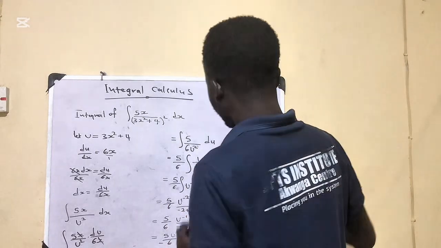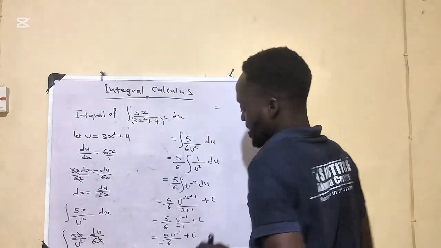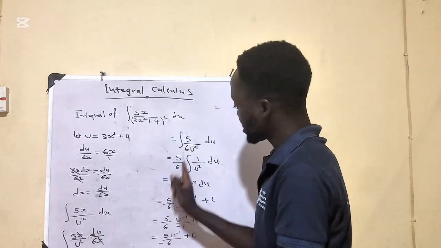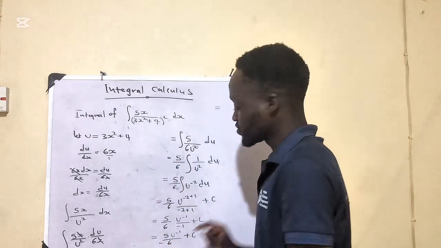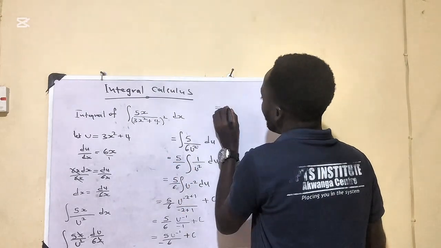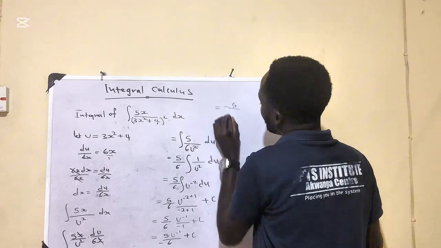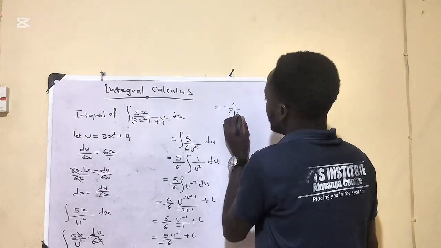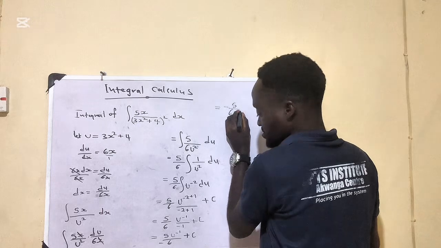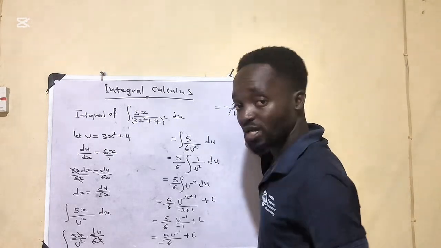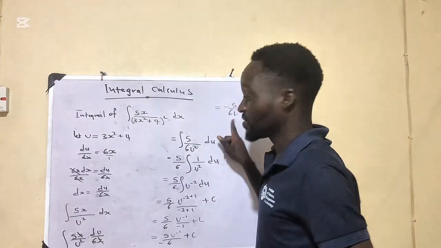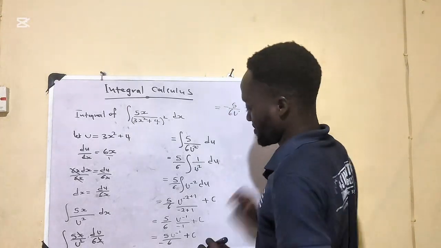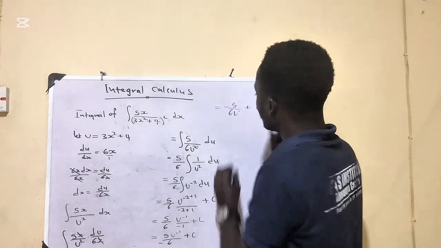So from here we can write this again by bringing this u down, because initially it was down. So this is going to be minus 5 over 6u to the power of 1. There's no need of writing the 1, since you have already brought it down. Then plus c.